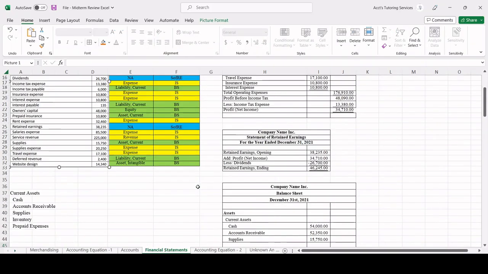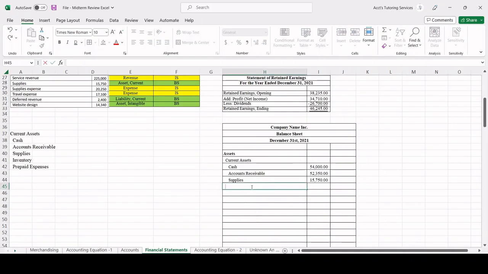Oh, there is prepaid insurance. Perfect. So let's update prepaid insurance as well. Prepaid insurance is going to be 10,800. So now we're done with our current assets. Now we could total them up. So I'm going to put underline because we're doing a calculation, and we're going to write total current assets. And total current assets is going to be 54,000 plus 52,350 plus 15,750 plus 10,800 to arrive at 132,900.